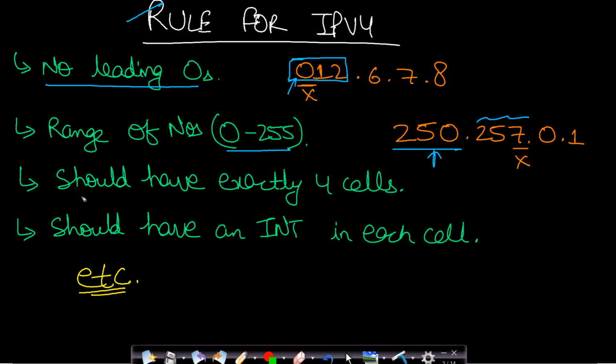Okay. Now the third condition is an IPv4 address should have exactly 4 cells. So 4 cells means they should be separated using 3 dots. So here it is having 3 dots. So in terms of cells, this is having 4 cells.